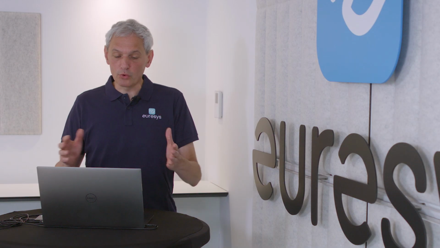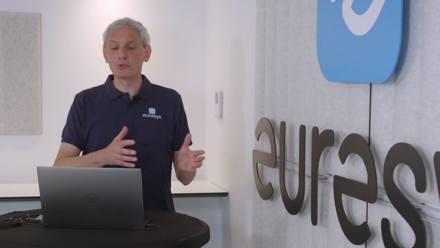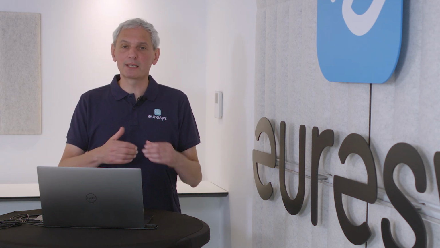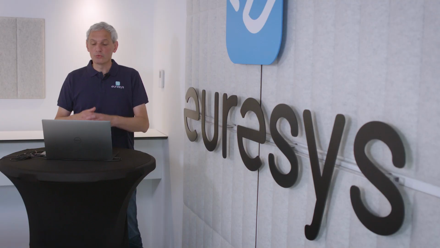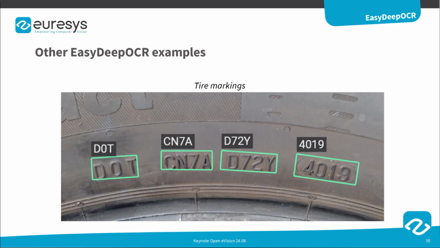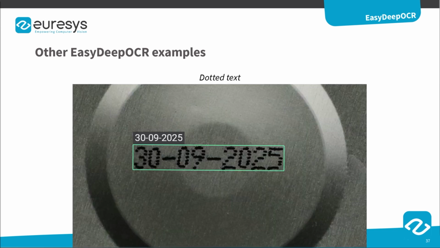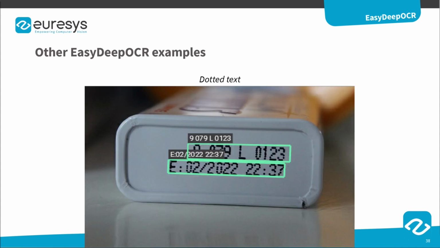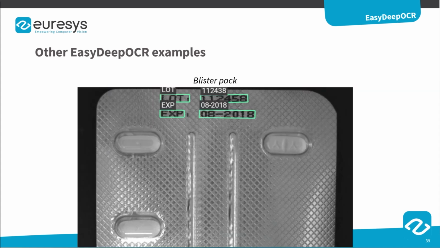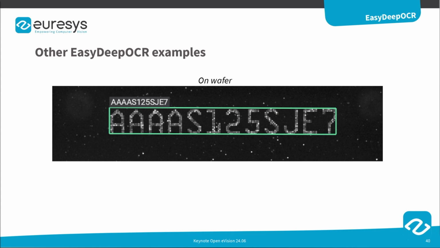Thank you, Xavier. Of course, it's not limited to delivery slips. There are a lot of different contexts that can be addressed with EasyDeepOCR. For example, here we have a tire marking example, also an expiration date on a food product, some dotted text on, I think, a product, again dotted text on a package, some expiration date and lot number on a pharmaceutical blister pack. And finally, here, a very specific font used for wafer marking.